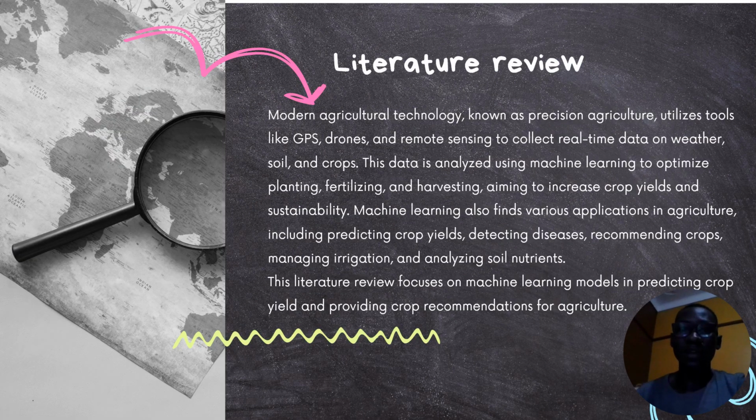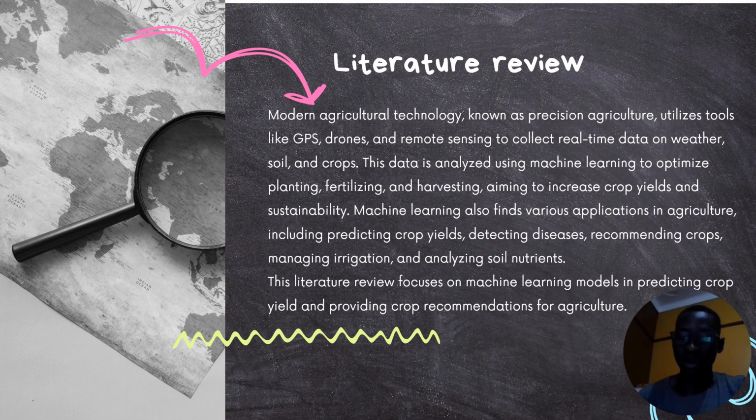So when we look at the literature review, it covers modern agriculture technology and the tools it uses, like GPS tools, drones, and remote sensing, that help to collect real-time data on weather, soil, and crops. This data is analyzed using machine learning to optimize planting, fertilization, and harvesting, aiming to increase crop yield and sustainability. Machine learning finds various applications in agriculture, including predicting crop yields, detecting diseases, recommending crops, managing irrigation, and analyzing soil nutrients.